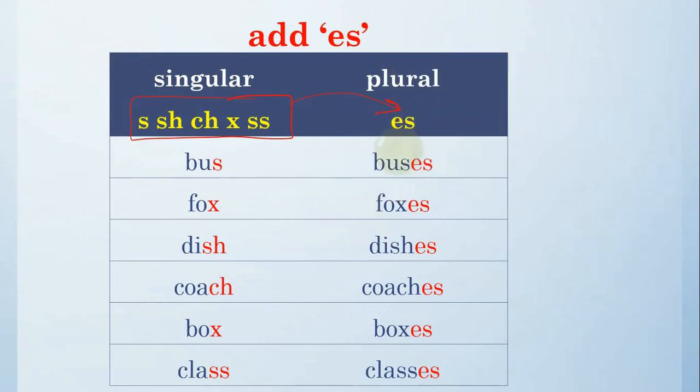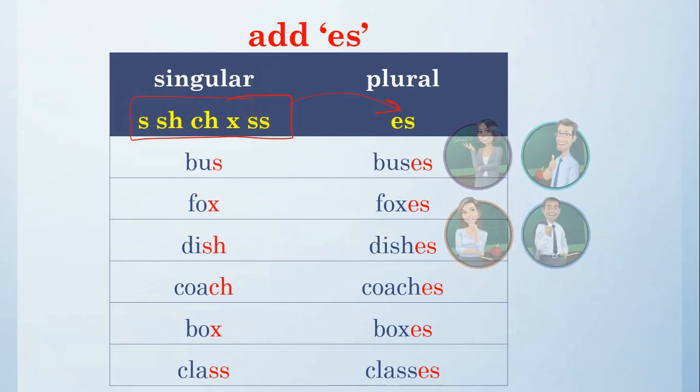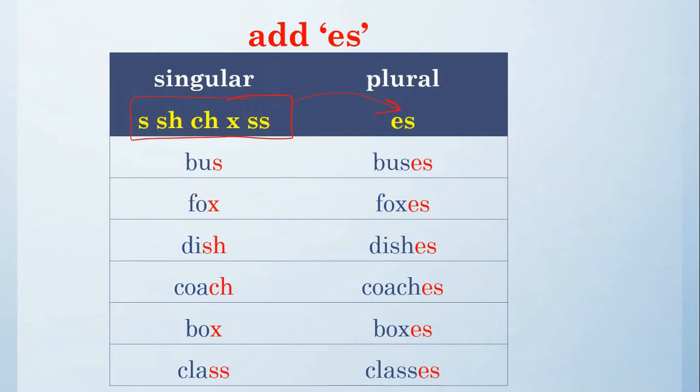Foxes. Dish, dishes. Coach, coaches. Box, boxes. Class, classes. So all these words that are ending with x, s, sh, ch, and double s, you will be adding es to all of them.